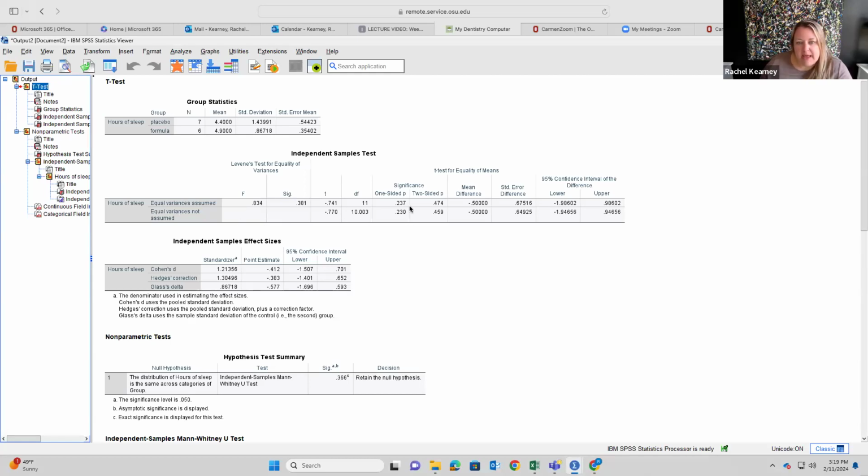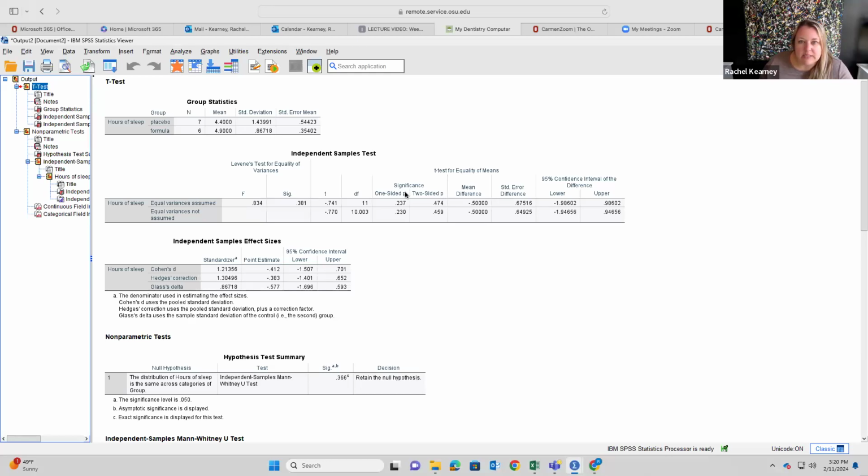In order to find our answer, we are going to come across this row, and under significance, you can see there's a one-sided or a two-sided p-value. So these are your p-values right here. If your hypothesis was one-sided, then you would use this number. But if your hypothesis was two-sided, meaning you just wanted to say there was a difference between the groups, you didn't say that the formula was greater, let's say, then depending on your hypothesis, you would use the one-sided or two-sided value.